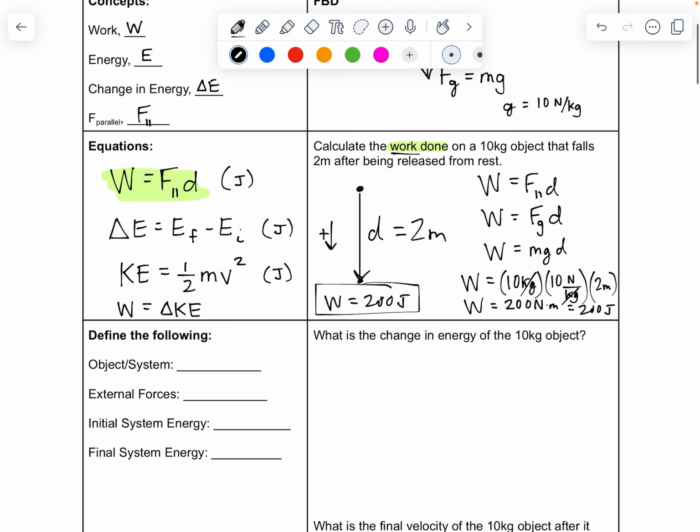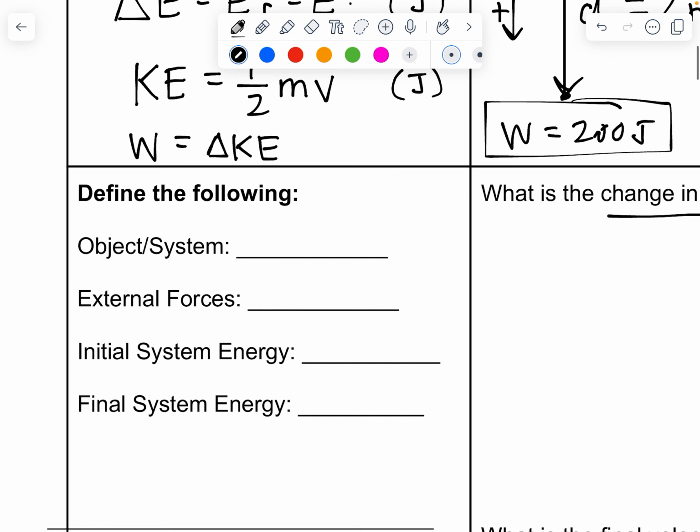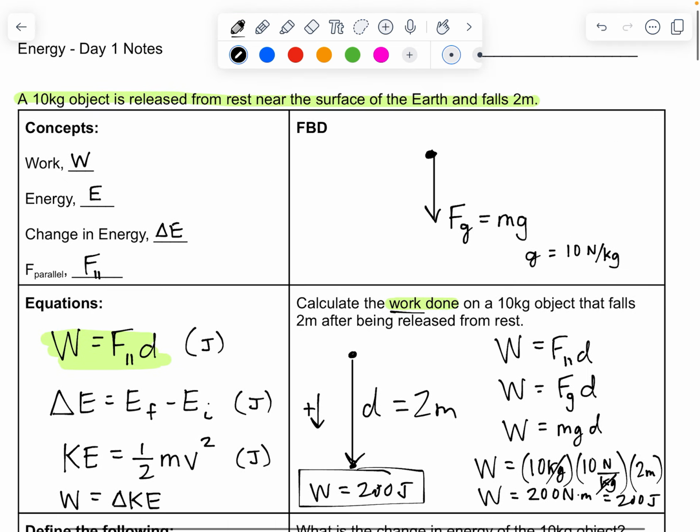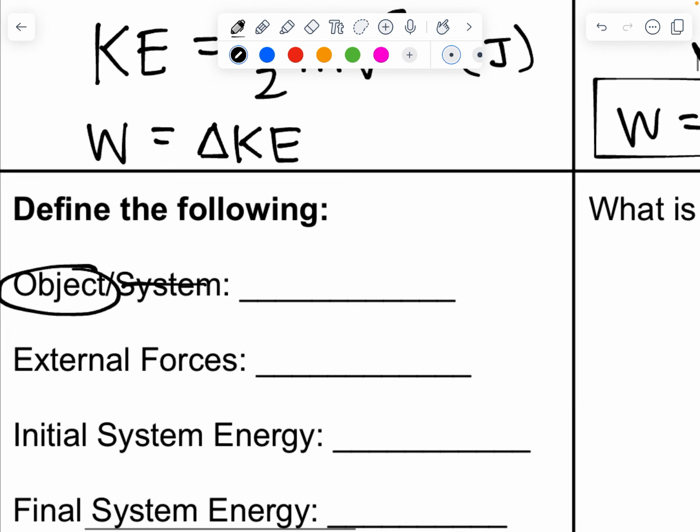Now, the next question says, what is the change in energy of the 10 kilogram object? Well, let's come over here for a second. What is our object? We're not even dealing with systems yet. That'll be the next day. So our object is the block. Did I call it a block? It's a 10 kilogram object. It's not even defined what it is. It's probably just a block, but we'll just call it object.